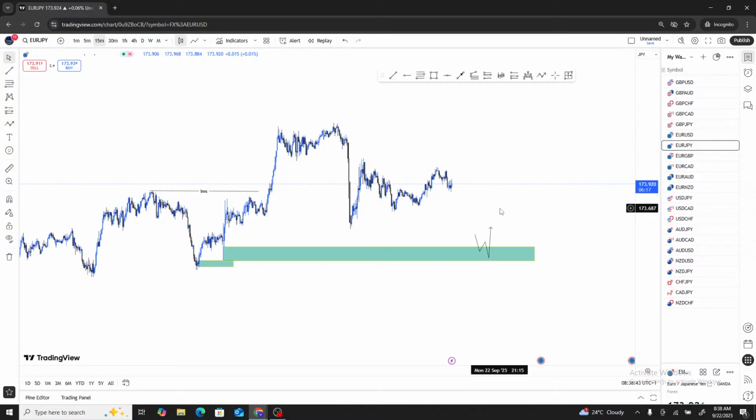All right. So that is it for Euro JPY. Nothing much. It's just continuing the uptrend.